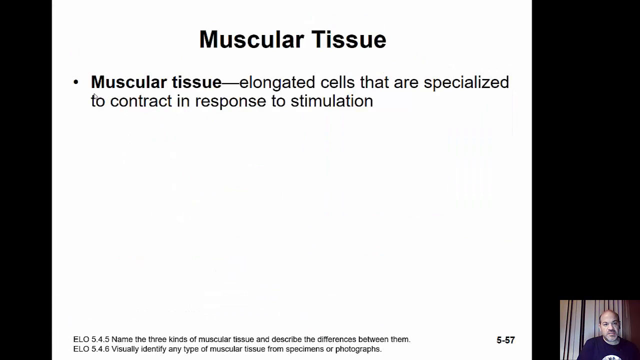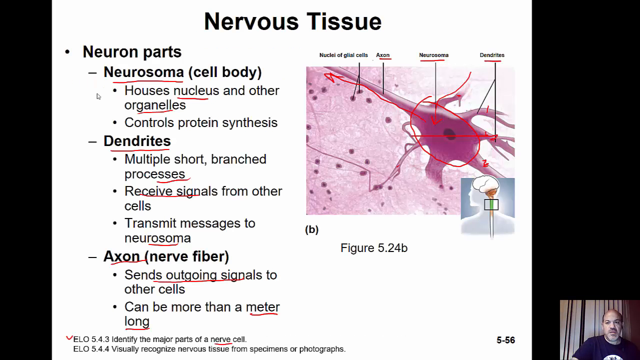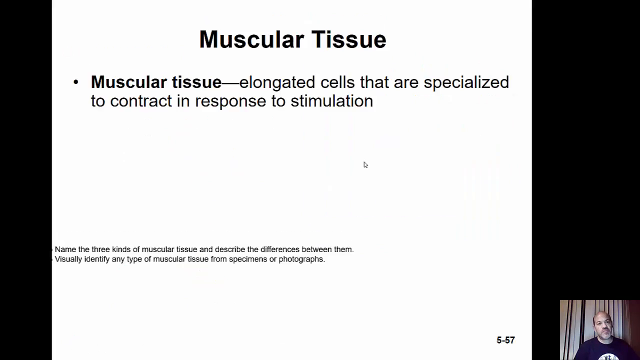Let's go back real quick. The support cells are also here, the glial cells or the neuroglia. So these are neuroglial or glial cells or neuroglia. So now we'll do muscles.